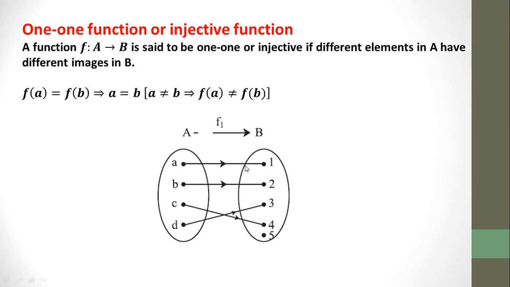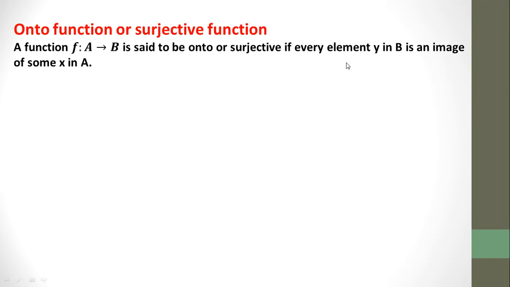Previously in this example, this is a 1-1 function. See here, 5 is not related with any element of set A, means 5 is not an image of any element of set A. This is possible in case of 1-1 function, but in case of onto function, every element y in B is an image of some x in A. Or you can say that y in B has a pre-image x in A.